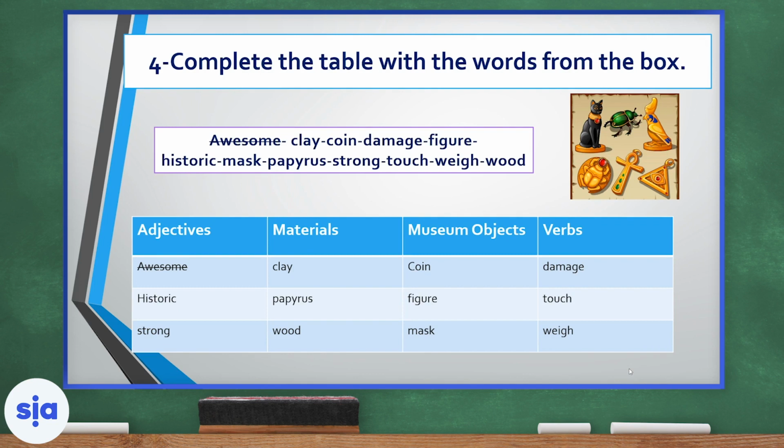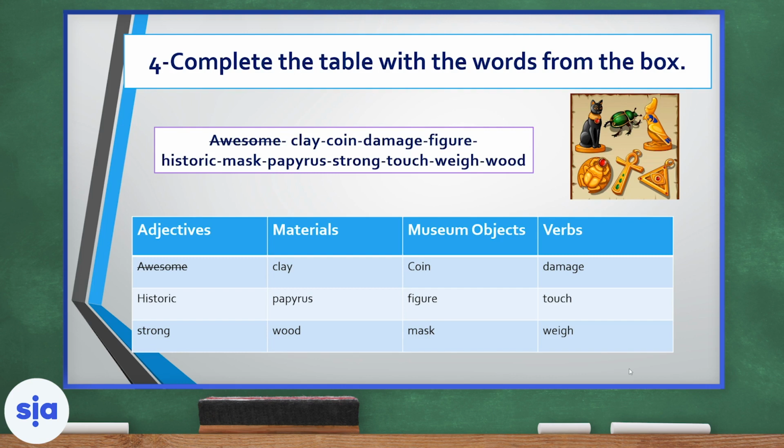Now, we will look at the second adjective, which is historic. It is used to describe anything that is from the past. And we can also sort out strong under the adjectives column because it describes how powerful something or someone is. Now we will sort out the materials. We'll start with clay, papyrus and wood.